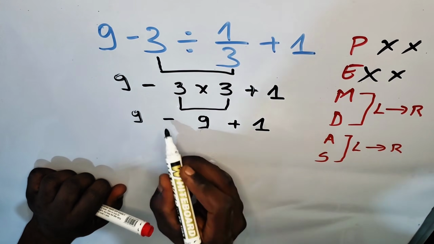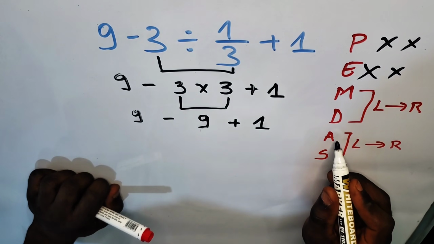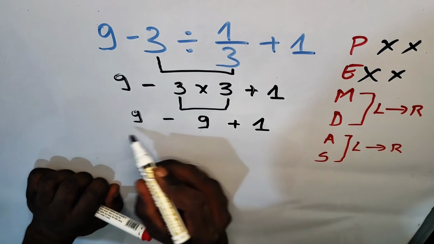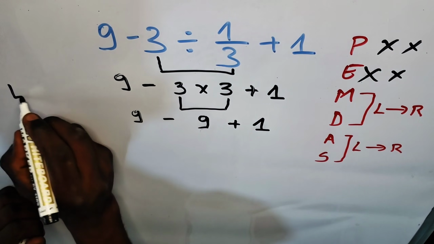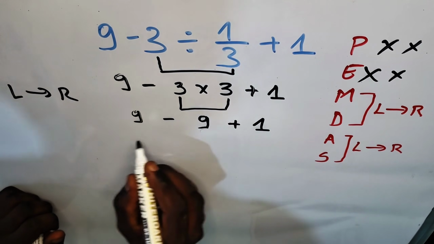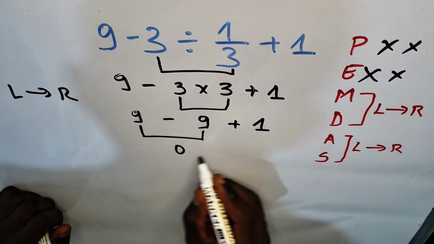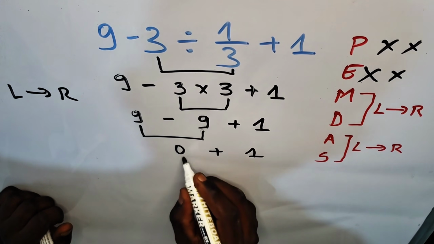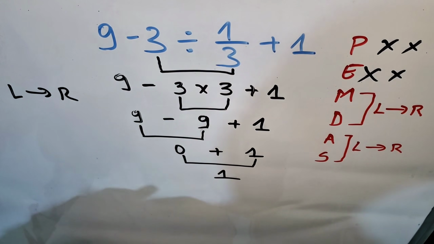So at this level, we have just subtraction and addition. And here we said addition and subtraction have the same rank. So we have to solve this moving from left to right. So what is 9 minus 9? This is equal to 0. Then we take this. 0 plus 1 is equal to 1. So the final answer for this problem is 1.